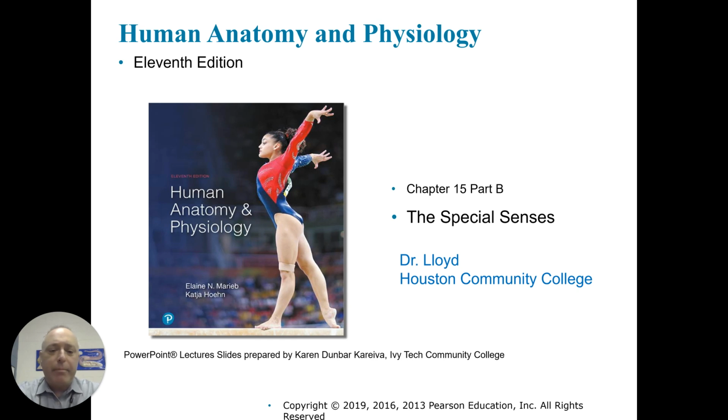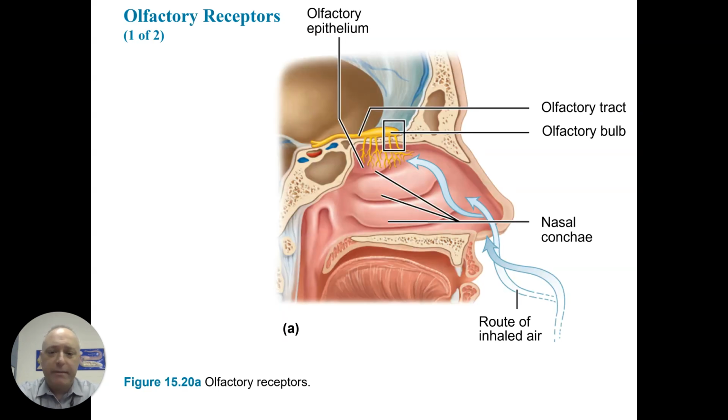This is the second part of chapter 15, Special Senses. Okay, so the olfactory receptors. This is the first cranial nerve, olfaction, and we can see the olfactory tract and then the olfactory bulb penetrating the ethmoid bone to lay down its receptors in the nasal cavity, in the nasal conchae.